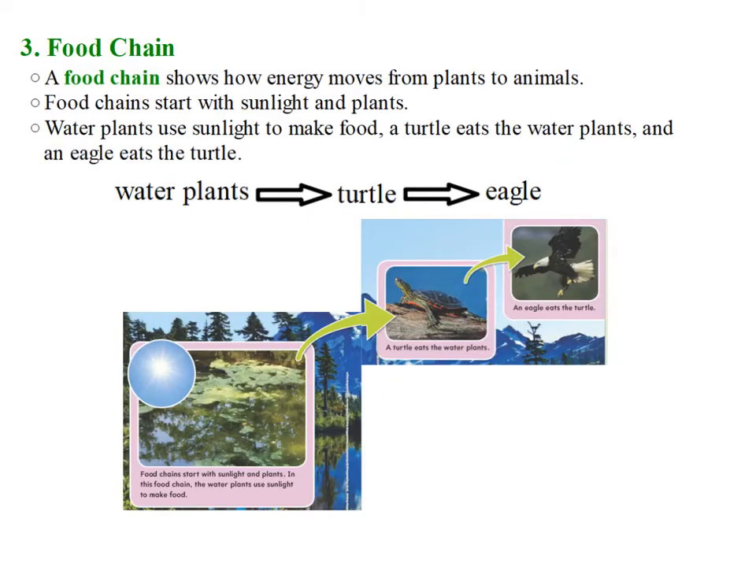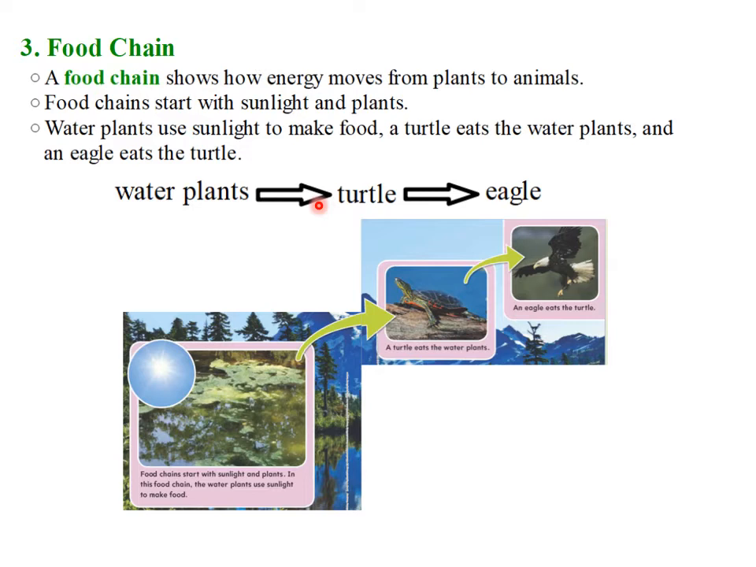Now we will learn about food chains. We need to know what a food chain is. A food chain, by definition, shows how energy moves from plants to animals. Food chains usually start with sunlight and plants. So if we look at the food chain represented here, we should follow the arrows. The arrows show how plants and animals are linked in a food chain.